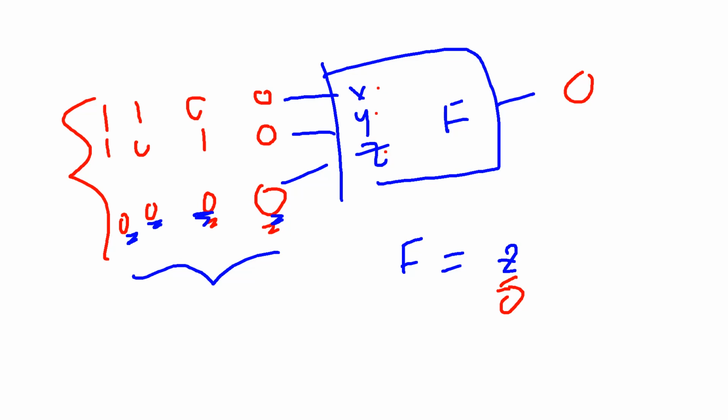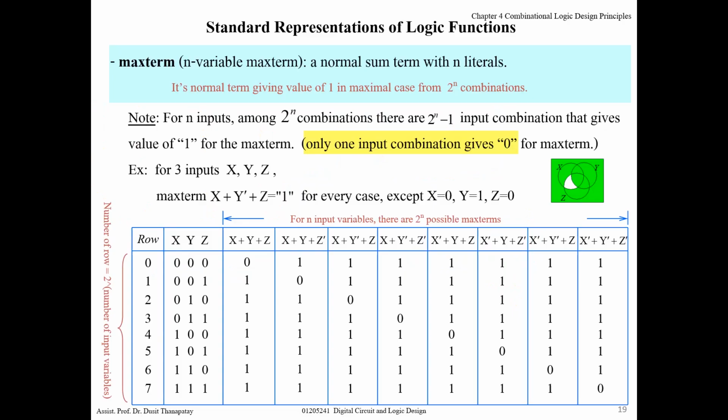So all of these 4 cases make the function 0. That means this term Z is not a max term. Okay, so if you understand this concept, you can pass this course easily.